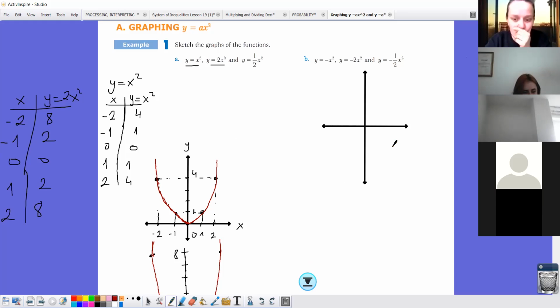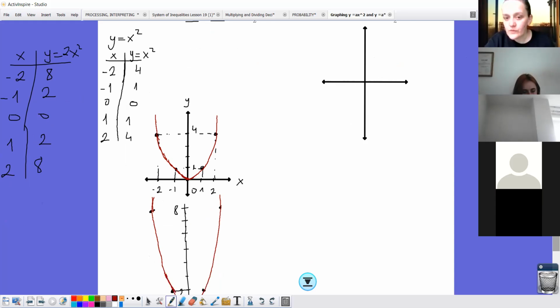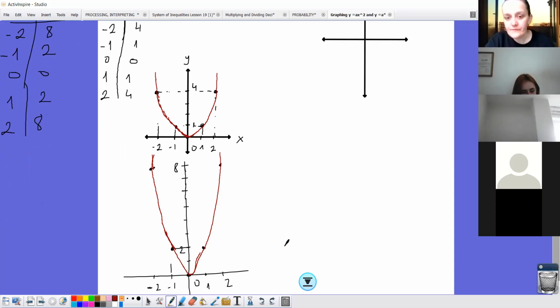Now what? Teacher, can you go a little bit down? Yes. What will be when we will have negative coefficients? Teacher, it will be more far. But firstly, it will be down. Down. Yes. Teacher, it will be the same but downwards.